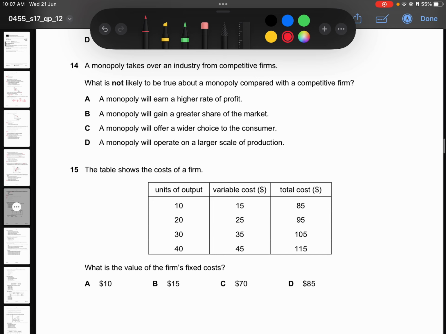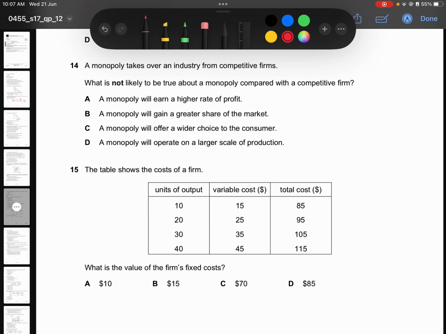A monopoly takes over an industry from competitive firms. What is not likely to be true about a monopoly compared to the competitive firm? It will earn a high rate of profit. Yes, in the long run, monopolies earn supernormal profits. A monopoly will gain a greater share of the market. Yes, it will gain. So it's not likely to be true.